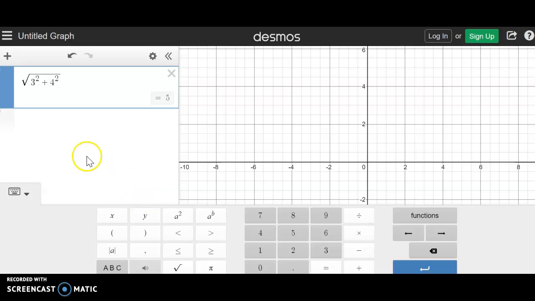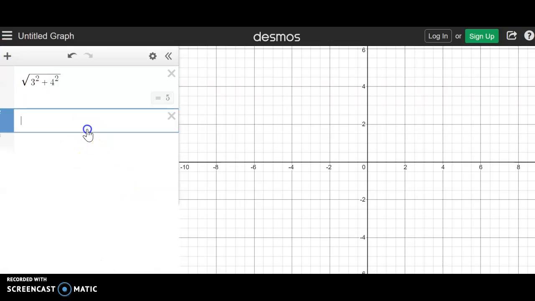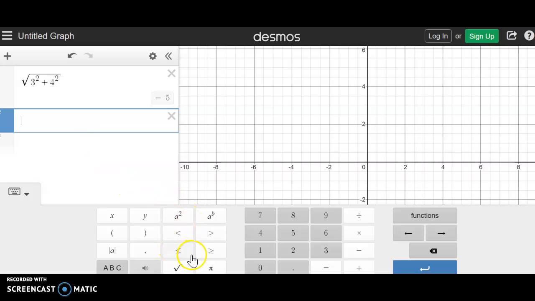Okay. Say I have another one. And I have the 5 and the 4, but I need to find the 3. I'm going to do the square root. I have a hypotenuse, 5 squared minus 4 squared, and it gave me 3.